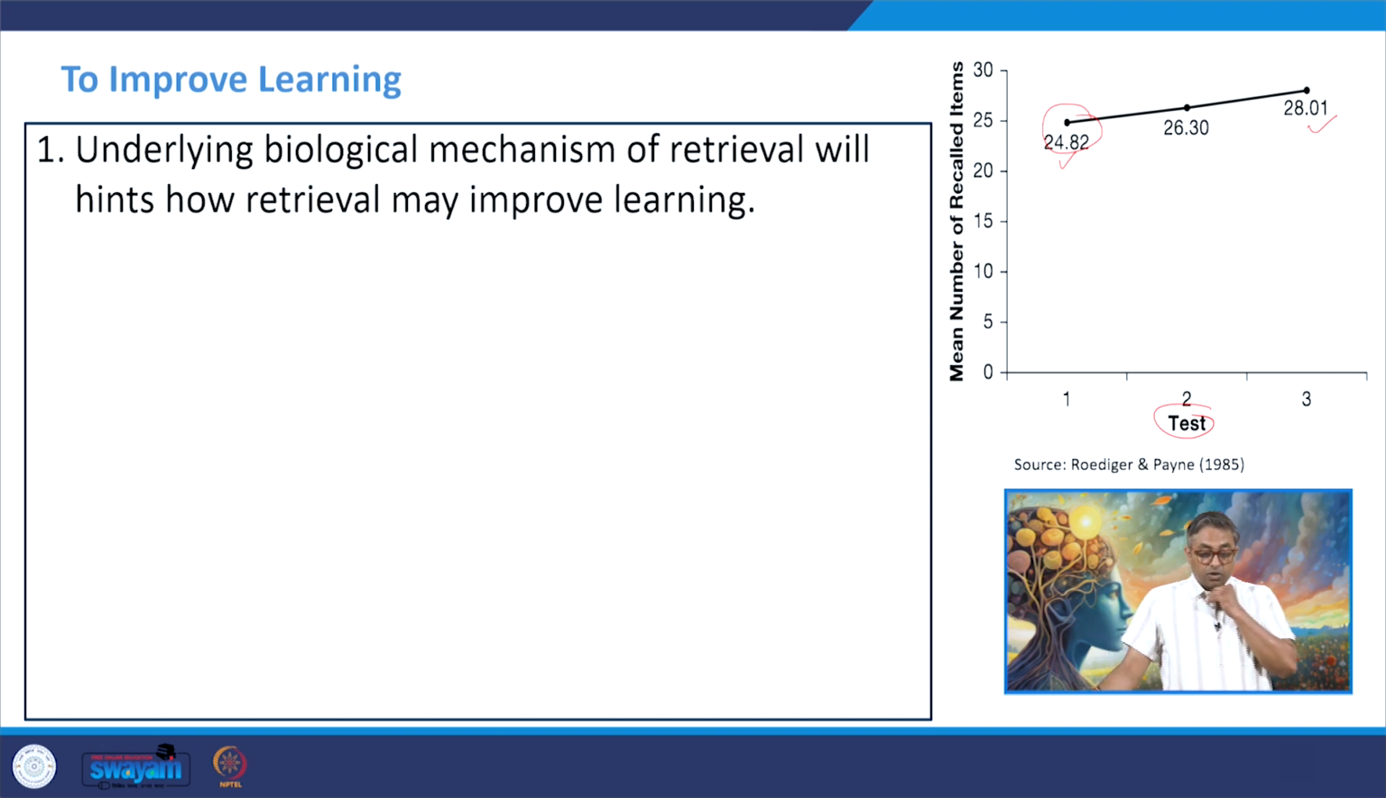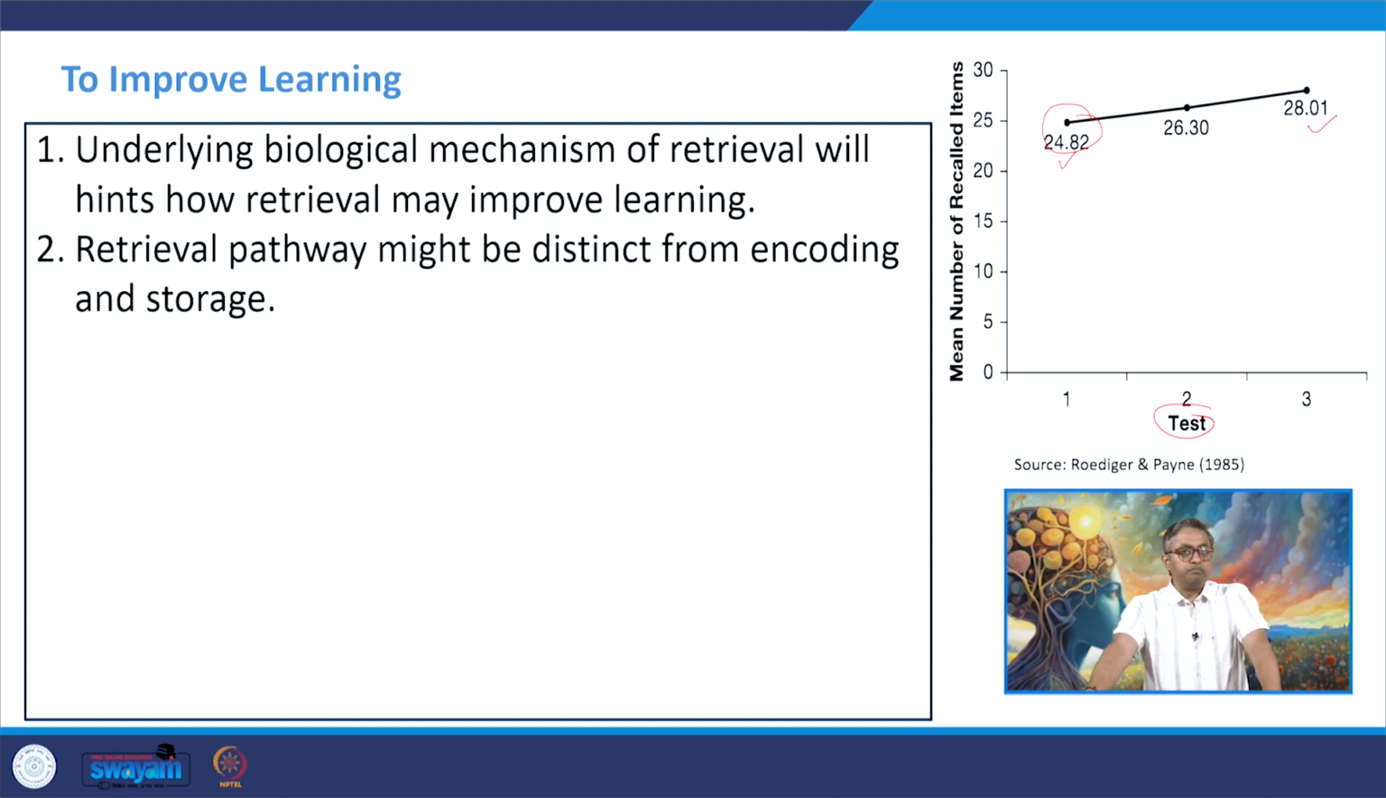Okay. So the underlying biological mechanism of the retrieval process suggests how retrieval may improve the learning process, and that is a prime concern to all the memory researchers working in the domain. To enhance the learning effect, if we could understand the underlying mechanism of retrieval, it could be beneficial for us to improve learning.